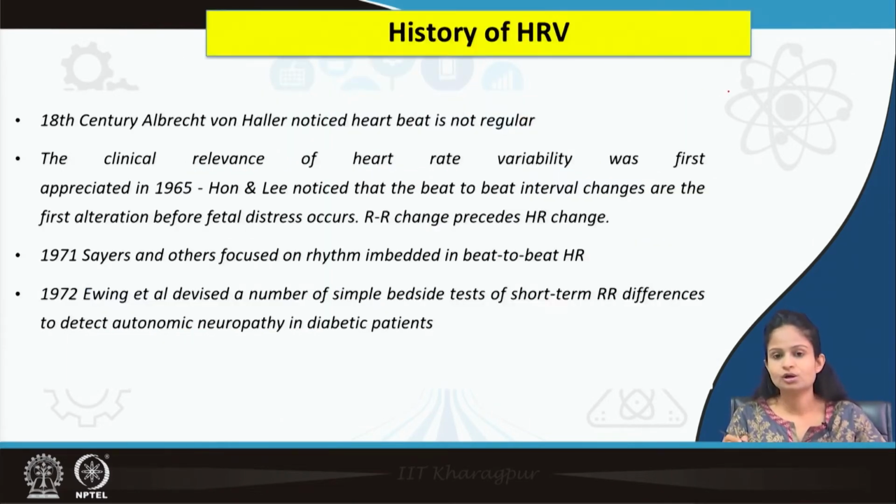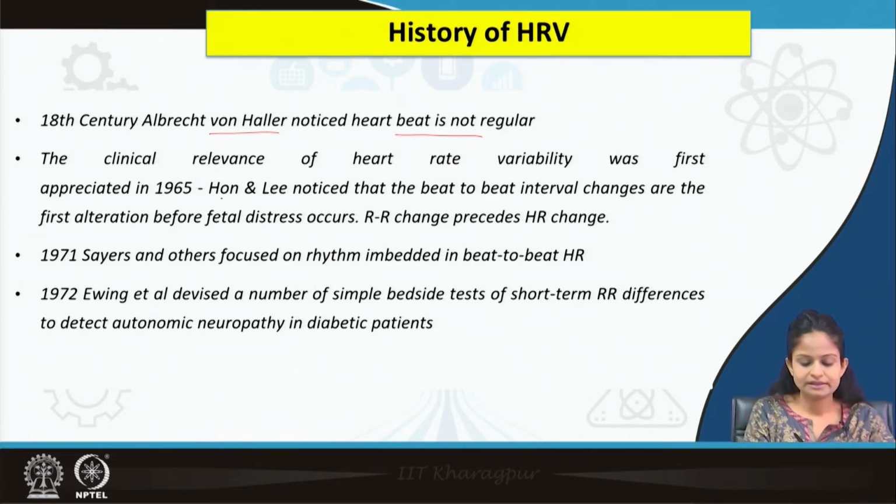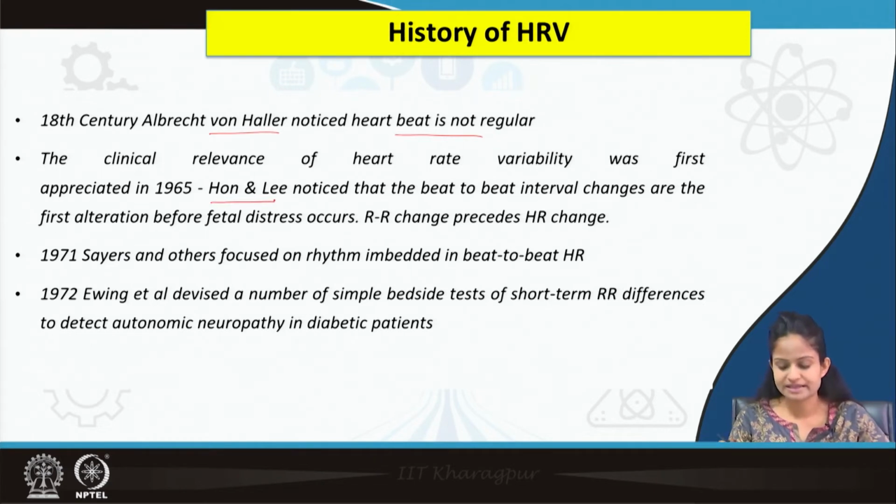Now, history of HRV. What we have learned so far is the methodology of the HRV. Now, how has HRV come into existence? Initially in the 18th century, von Haller, the scientist, noticed that heartbeat is not regular. That means he could see there are variations in the heart rate. Then Horn and Lee in 1965 could detect the beat to beat interval changes in fetal distress.